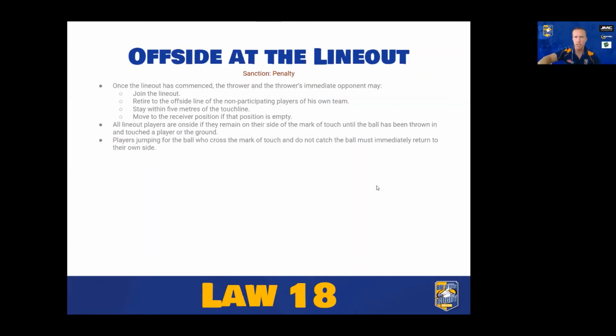They can't move themselves by walking across or running across or anticipating and moving across that mark of touch. Okay, so if they're jumping for the ball and they don't get it and they land on the other side, all good, so long as they get straight back and don't interfere with play. But if they're just moving across that mark of touch, then they're offside and they're liable to be penalised. Let's just be mindful of that.